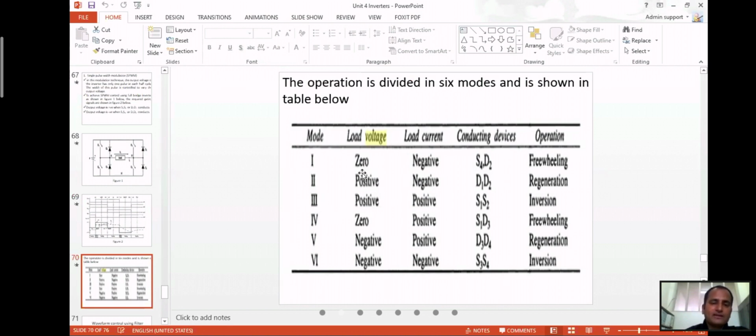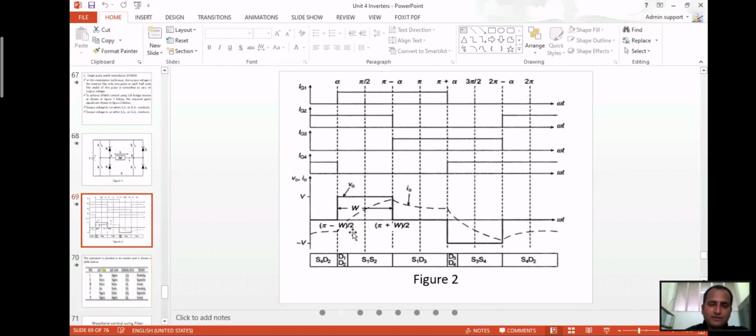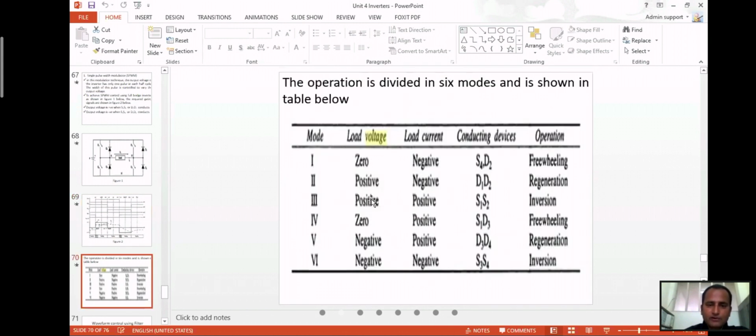Similarly, in mode 2 operation, the load voltage is positive. This is the mode when D1 and D2 are conducting. In this case, the load voltage is positive, but the current is still negative. When D1 and D2 are conducting, it is a regeneration mode.